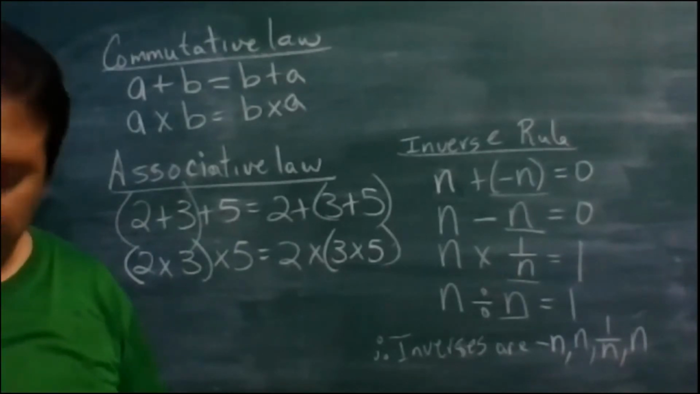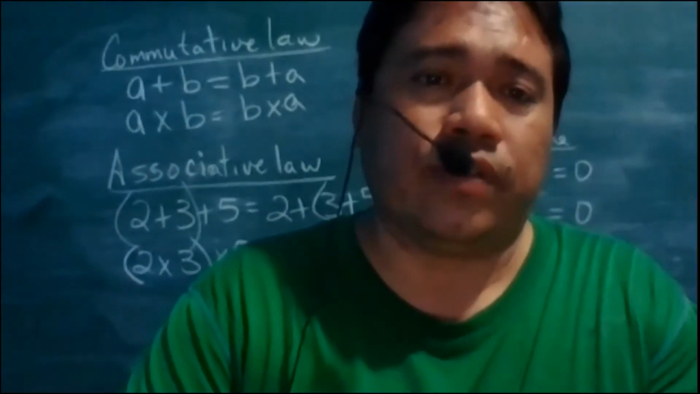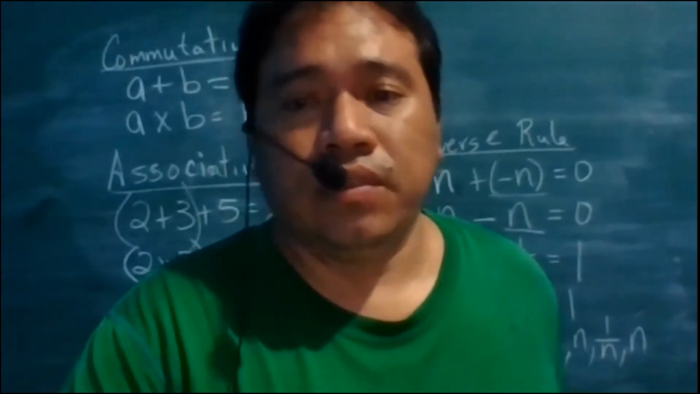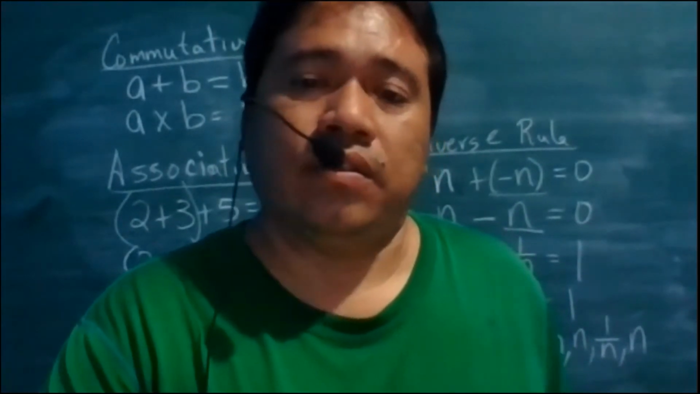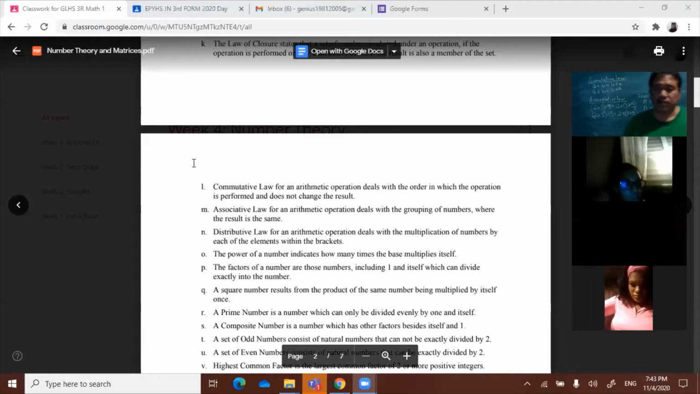Okay? The last one for today. Sir, you didn't give an example of the commutative. This is commutative, this is associative. Number-wise, yes. I said 2 plus 3 equals 3 plus 2, or 2 times 3 equals 3 times 2.